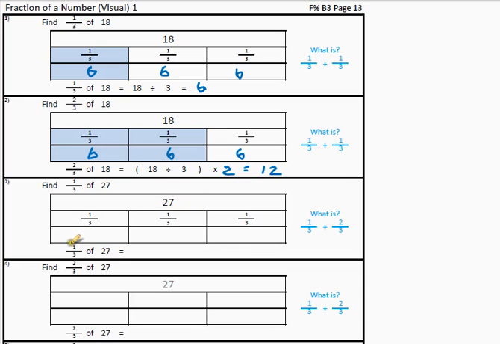Okay, if we have 27 and we want to split it in thirds, we want to take the 27 and split it in 3. It's 27 divided by 3, which is 9. 1/3 of 27, can you see what you have to do is 27 divided by 3 and you get 9. Okay, you try the next one. What would 2/3 of 27 be? Pause the video. We are moving on.